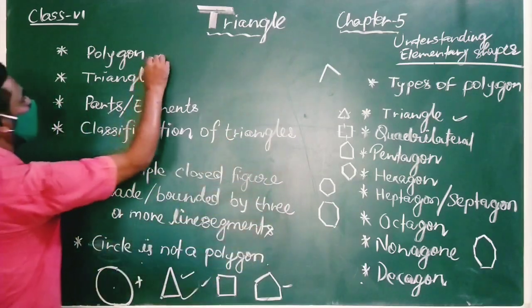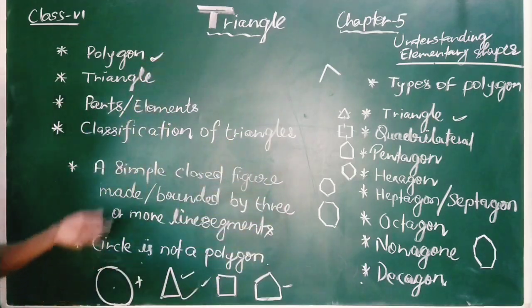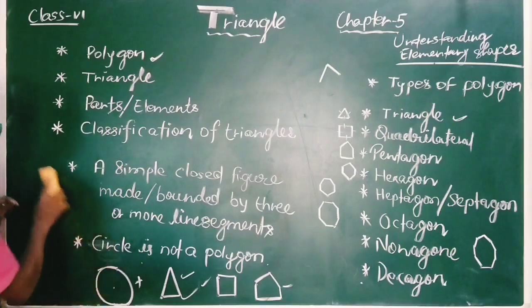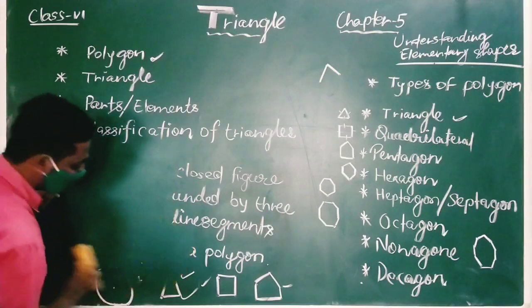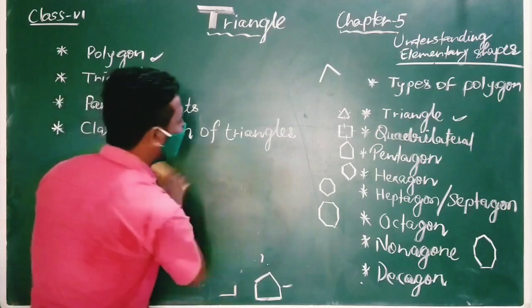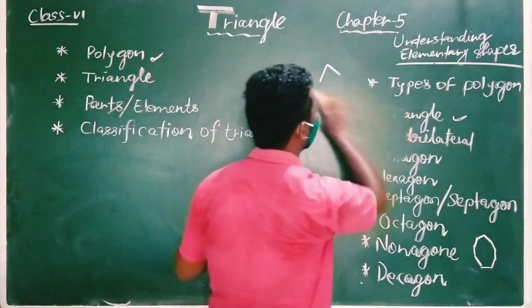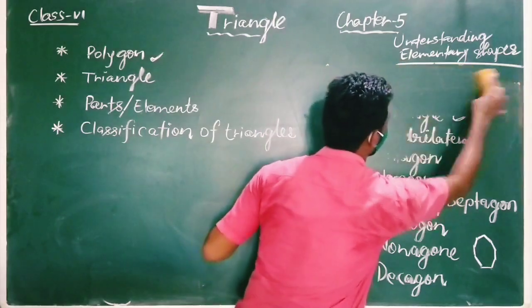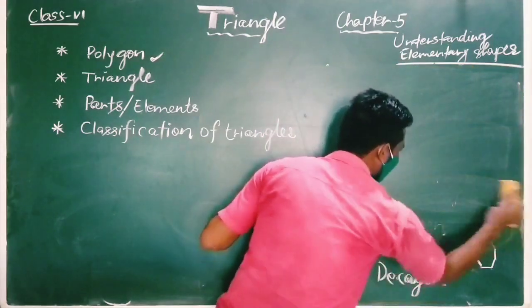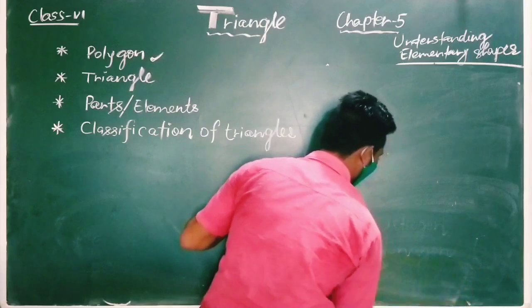So now this topic is over. If you want to take a screenshot you can, otherwise I will erase it. Thereafter, after this polygon, now we'll discuss the types of polygon, and one of the types is the triangle. That will be discussed in this video only. So please just have a look and pay attention.